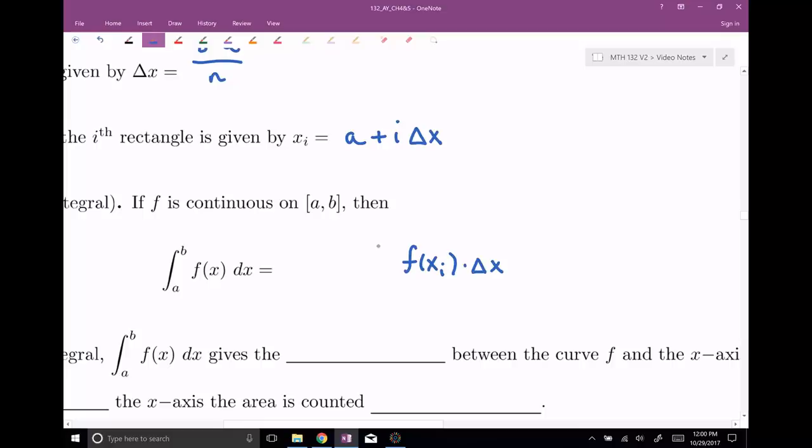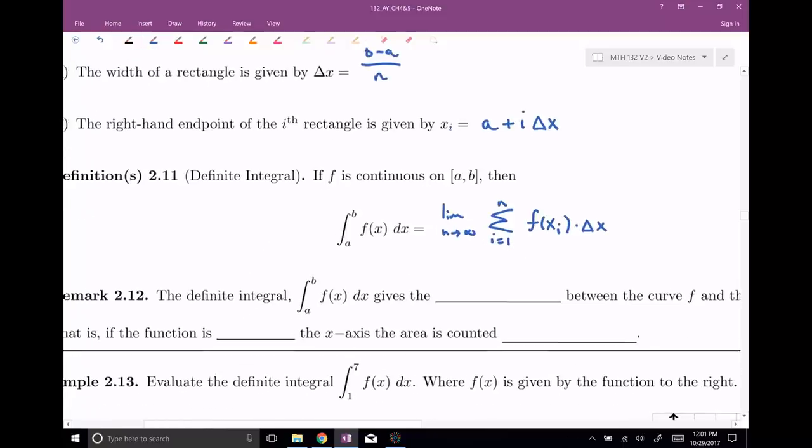We would like to add those together, all the rectangles. So from our first rectangle all the way to our nth rectangle, we want to add together all of those areas. And then finally, we want to have infinitely many rectangles. So once we have this answer, we would like to let n go to infinity. If we do that, the area is going to be so accurate that it's going to be the actual area. It's not going to be off by anything. And this is what we call the definite integral.